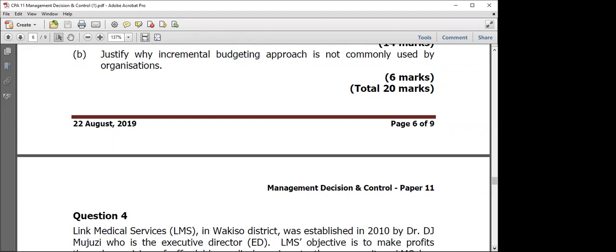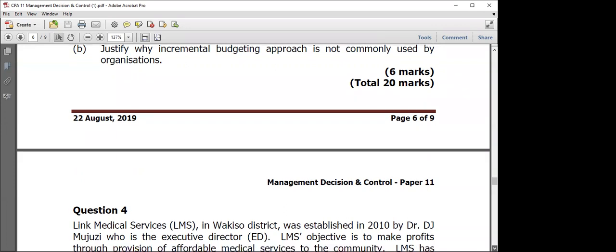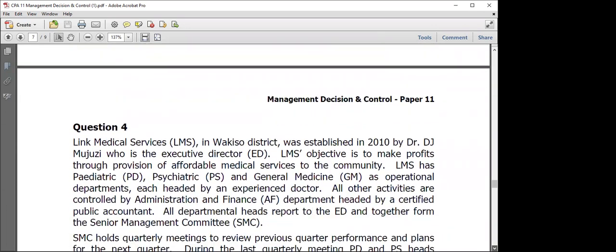Like you've seen in the learning outcomes and assessment, the examiner expects you to give practical examples of what exactly is happening. You get it? So it's very important for us to understand.